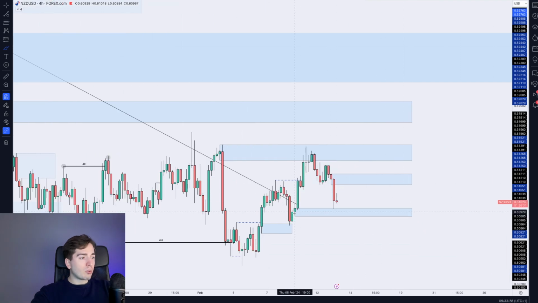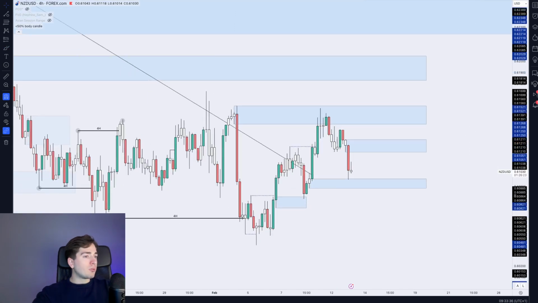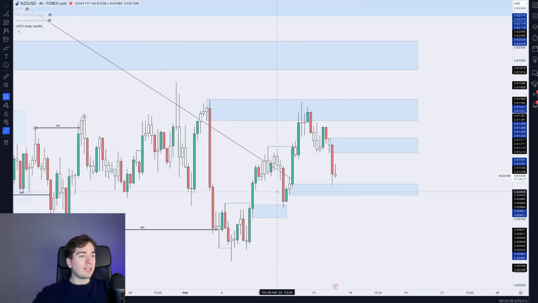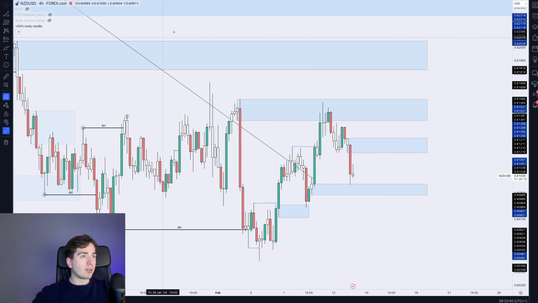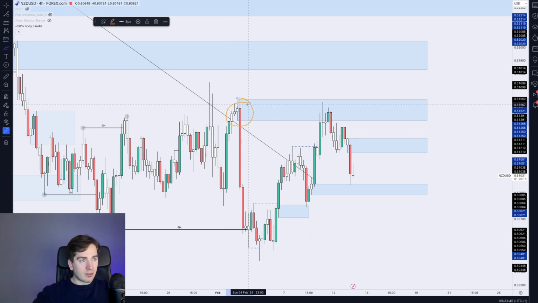Moving on in towards NZDUSD. NZDUSD tapped in towards this area of demand over here. And guys, if you want to have an indicator to mark out your areas of supply and demand, use the 50% body candle indicator. And what you can then do is mark out those white candlesticks where big impulses in price come from. So for example, over here, if you see the white candlesticks, 50% body candle, pretty much just indicates a range, and then a big move down.